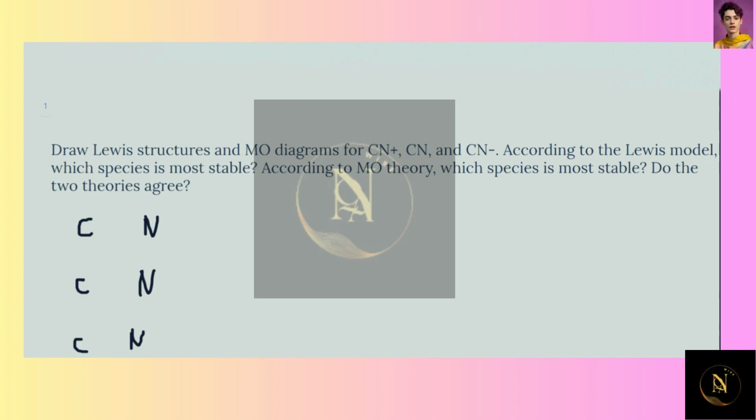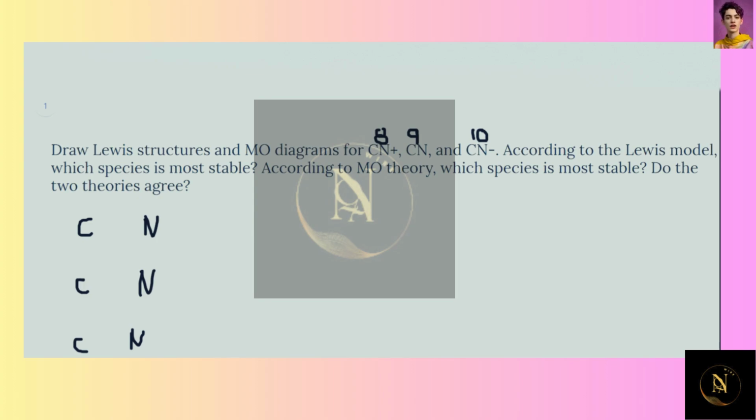So in CN plus, we get 4 from carbon, 5 from nitrogen, for a total of 9, and then we lose 1 because we have a positive charge. So it has 8 electrons. Here are just going to be 9, like I said earlier. And then for CN minus, we have 10 because there's an extra one from that minus charge.